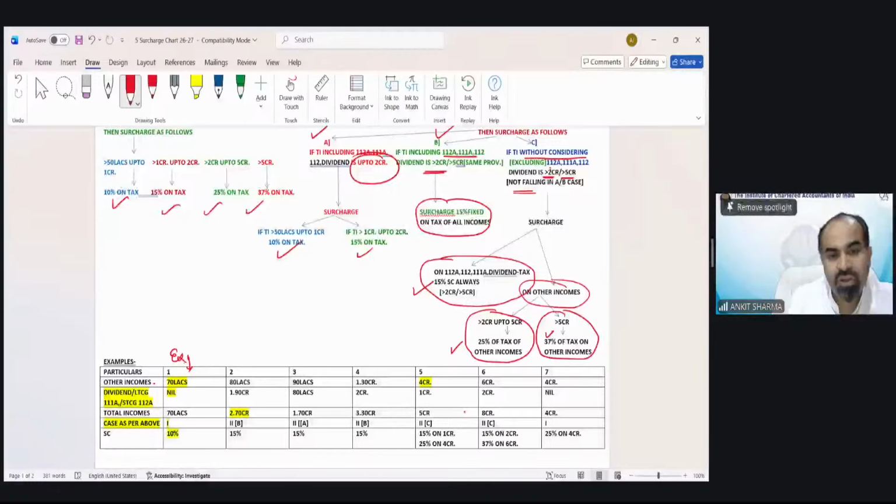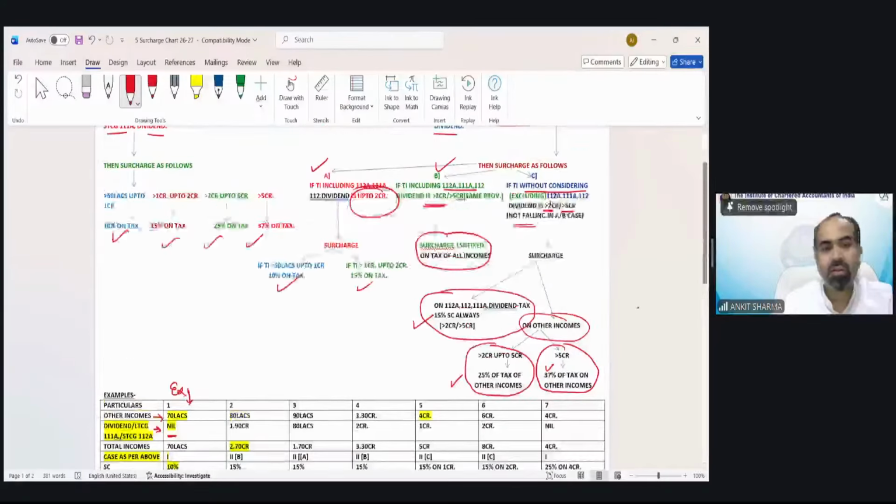Suppose in the question other incomes are 70 lakh and the specified incomes are nil. No specified income, only other income is there, and that is 70 lakh. So which option or which case would be applicable? Scenario 1, Option 1 is going to be applicable. So no special income, then the normal provision of surcharge would be applicable. And because income is between 50 lakh to 1 crore, 10% surcharge rate would be applicable.